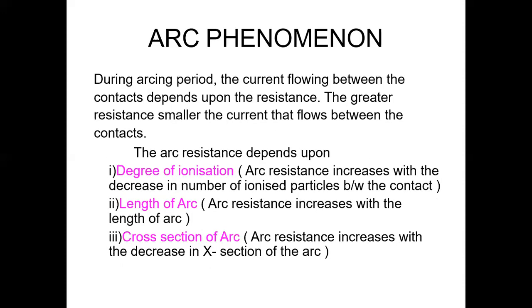Arc phenomenon. During the arcing period, the current flowing between the contacts depends upon the resistance. The greater the resistance, the smaller the current that flows between the contacts. The arc resistance depends upon, first, the degree of ionization, in which arc resistance increases with the decrease in number of ionized particles between the contacts. Second is the length of the arc. The arc resistance increases with the length of the arc. And third is the cross section area of the arc, where the arc resistance increases with the decrease in cross section of the arc.